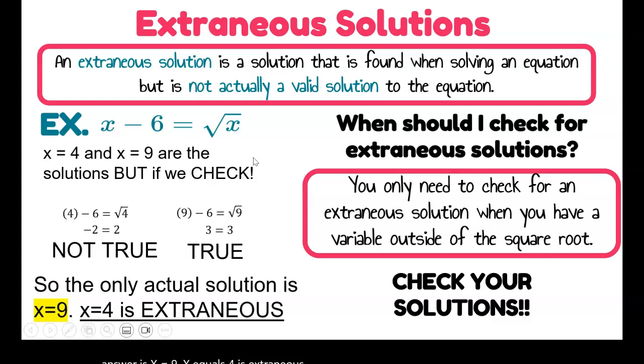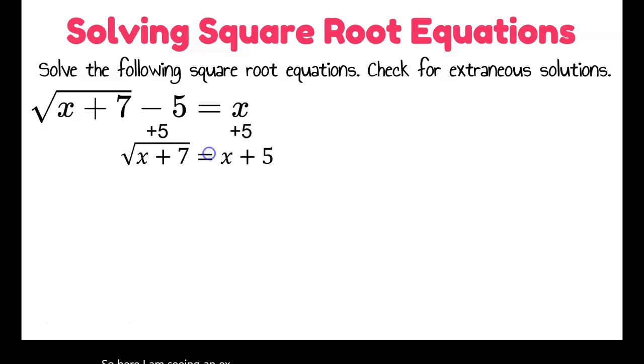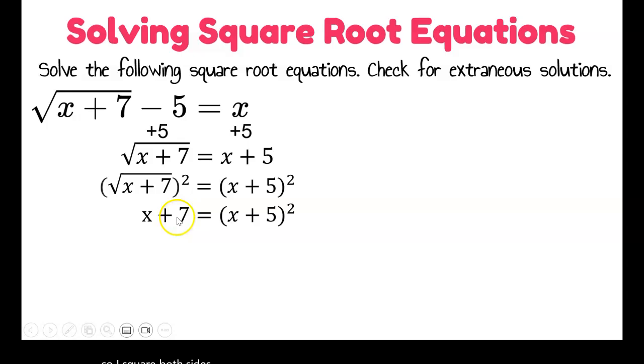So let's see a full example, and bear with me because it is a long process. So here I am seeing an x on the other side of the equal sign, not underneath the square root. I do have to get this square root alone because I'm trying to get rid of the square root. So I am going to start by adding 5 on both sides. Okay, so that leaves me with square root of x plus 7 equals x plus 5. Then I want to get rid of the square root, so I square both sides. That gets rid of the square root, so it just leaves me with x plus 7. And here I've got x plus 5 squared.